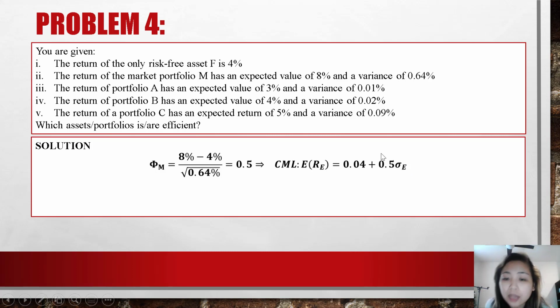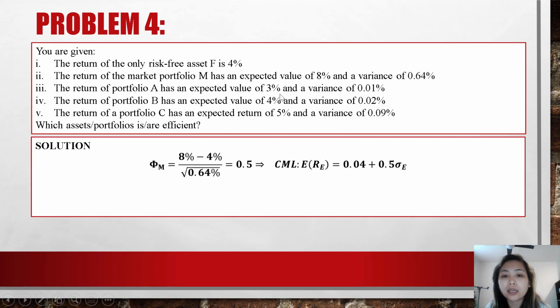And now we have the equation, right? So in order to see whether a portfolio is efficient or not, we have to see whether their expected return and volatility satisfy this equation. So let's look at A, B, and C.